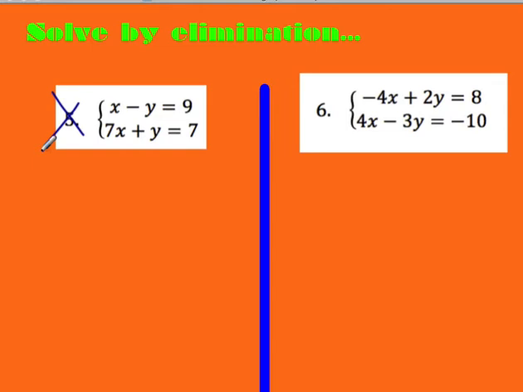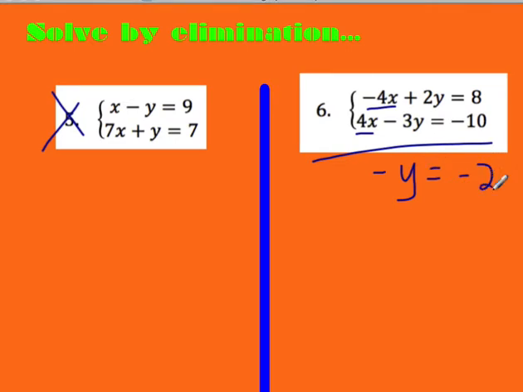So for number 6, I see that I have a positive 4x and a negative 4x. So since they're already opposite signs, we can go ahead and add down the columns. 2y plus a negative 3y is going to give me a negative y. Again, guys, we're adding down the columns, okay? Sometimes we add a negative number, which is the same as subtracting, but really you're always adding down the columns. 8 plus a negative 10 is going to give me a negative 2.